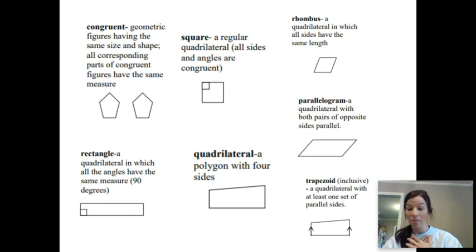Just like I can be Miss Holly to y'all, I can be Jen to my friends, and I can be Mom to Julia. So think about that as we keep going, because all of these shapes can have multiple names.